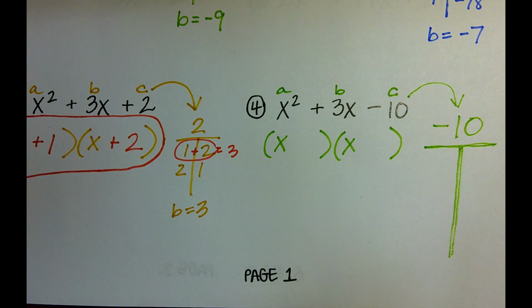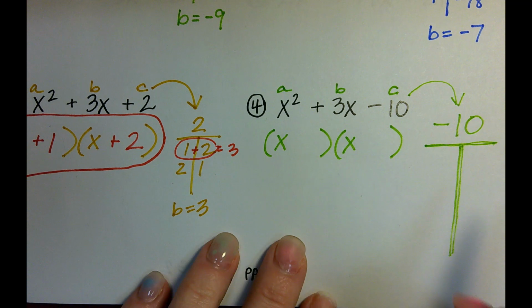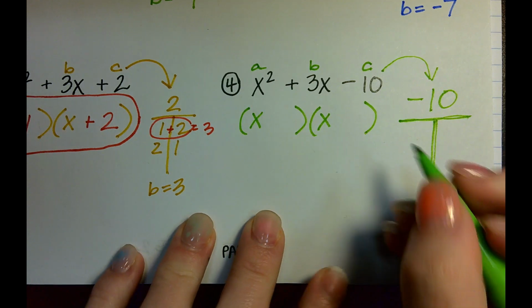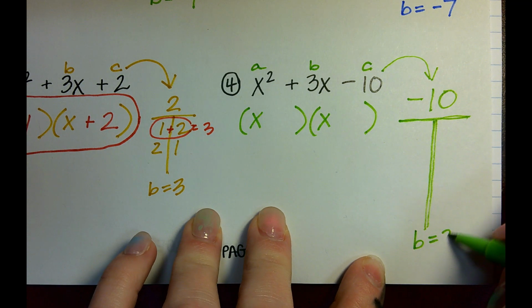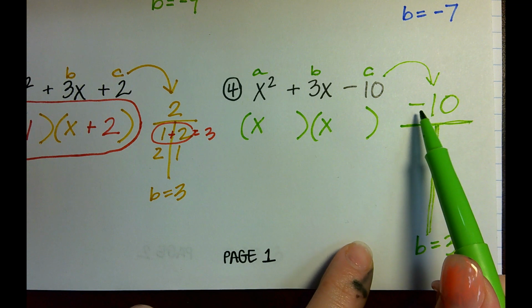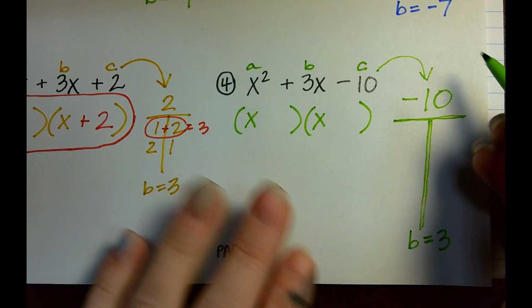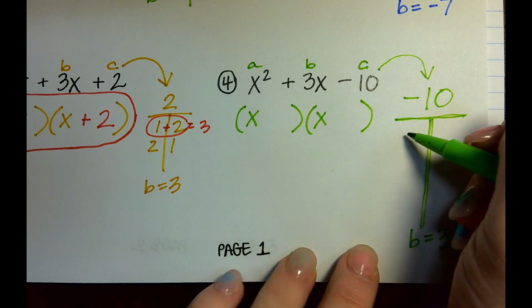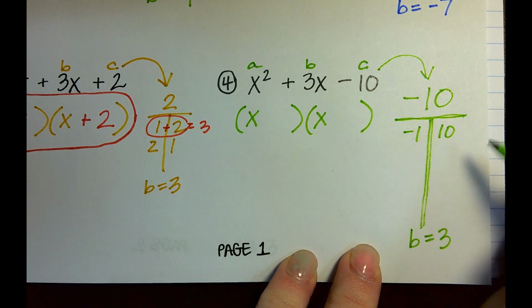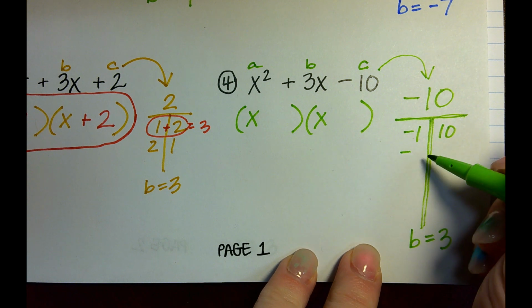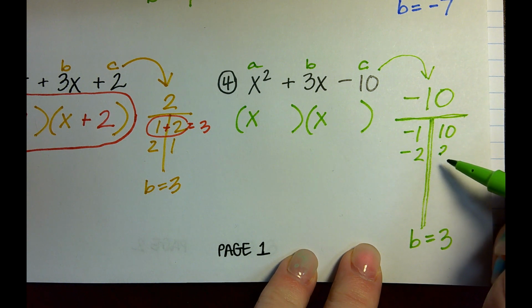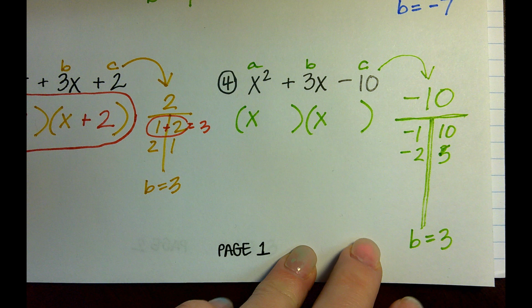Say it one more time. Yes, our factors need to add up to our middle term, B, which is 3. So since we have a negative 10, our factors will have different signs, right? We need one positive and one negative. So let's start listing them out. We could do negative 1 and positive 10. What else? Negative 2, positive 5. Good. Negative 2 and positive 5.